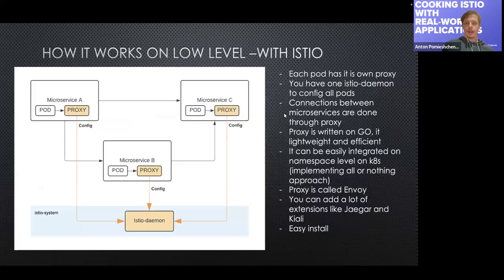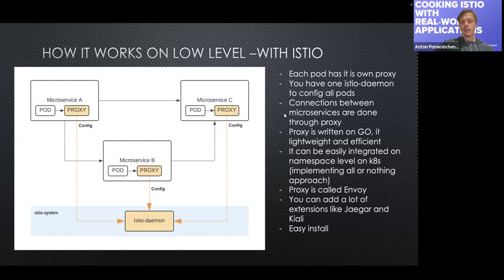Istio will add, for every pod, a special proxy container inside Kubernetes, and that proxy container is really lightweight, written in Go, and can be configured. It is configured using the Istio daemon. Communication between microservices is done through those proxies, and that's why it can modify requests, it can do rate limiting, it can do a lot of things, because the proxy has a configuration from the Istio daemon, and then it can decide what to do.